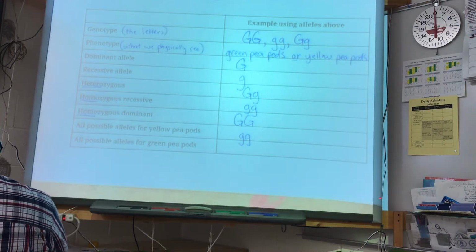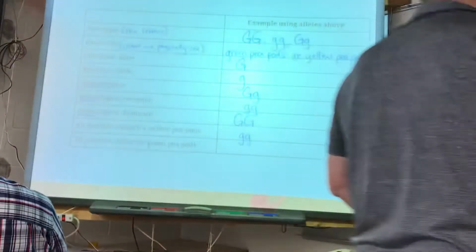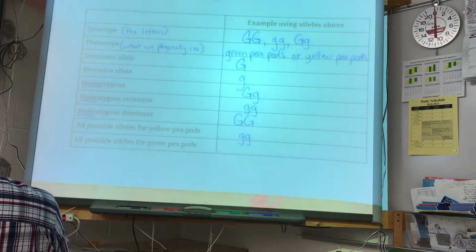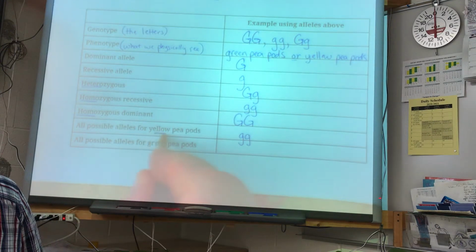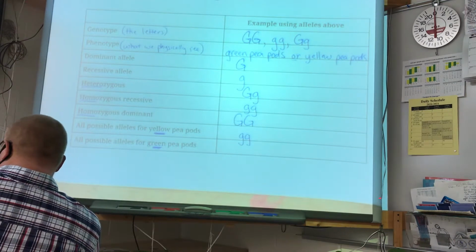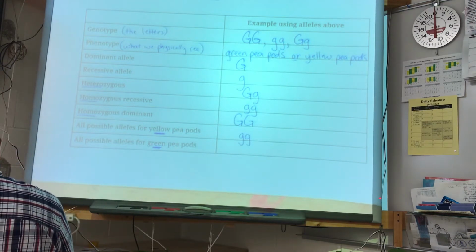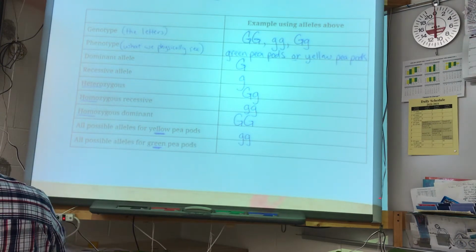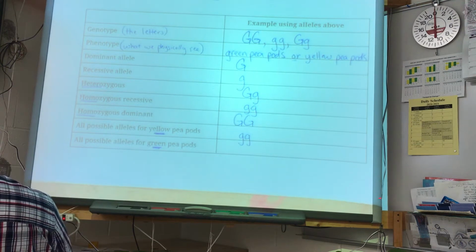Yeah, good, and nothing else. Because yellow is the recessive trait. Little g is yellow. And yellow is recessive, and the only time we see a recessive allele is when we don't have a dominant allele. So tell me the combinations for green pea pods.